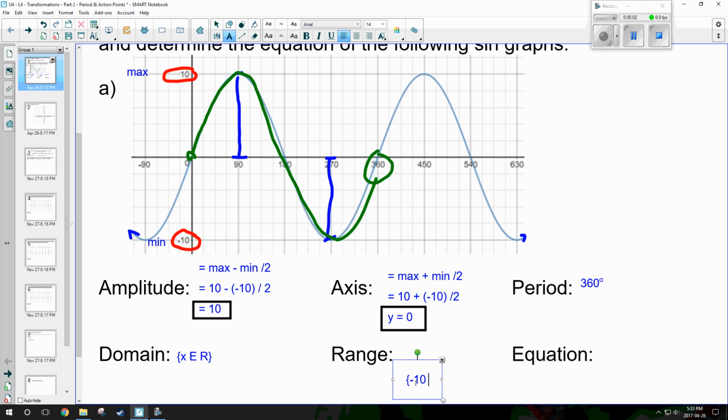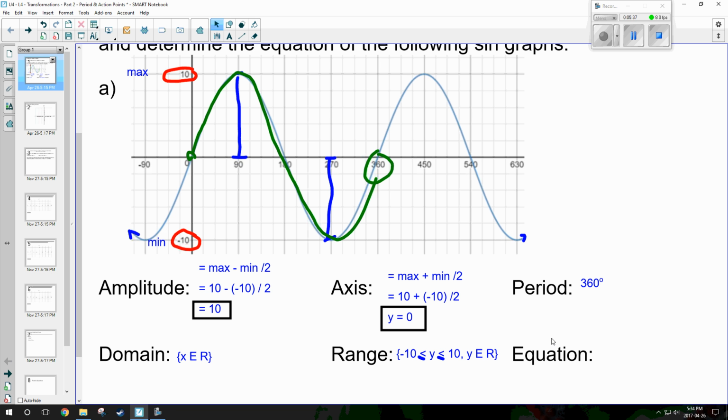So from negative 10 less than or equal to y, then it has to be greater than negative 10, but less than positive 10. Otherwise, y is in the reals. And don't forget that should be less than or equal to. So throw your little equal to lines in there. So there is our range.